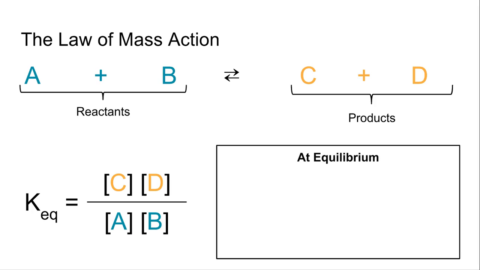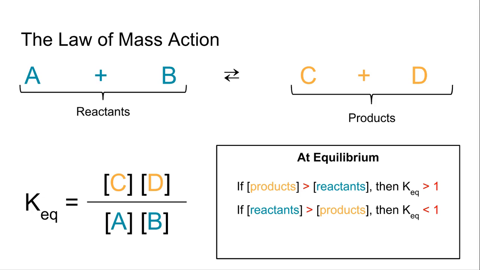At equilibrium, if KEQ is greater than 1, it means that the products' concentrations are more than the reactants' concentrations. Think about it. The C and D would have a larger number than A and B, which would make a number greater than 1. But if the reverse is true, the reactants are more than the products, then our KEQ is going to be less than 1. We're going to have a larger number on the denominator than on the numerator, which would give us a value less than 1. If the reactant concentrations and the product concentrations are exactly the same, then our equilibrium constant is equal to 1.